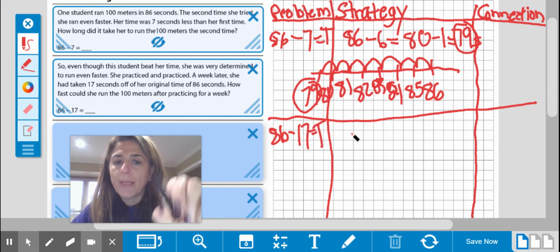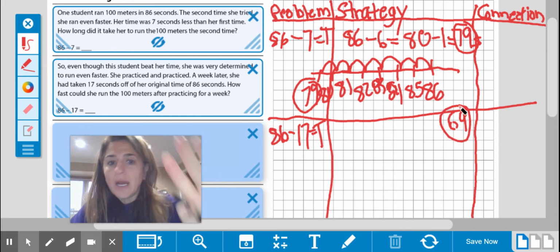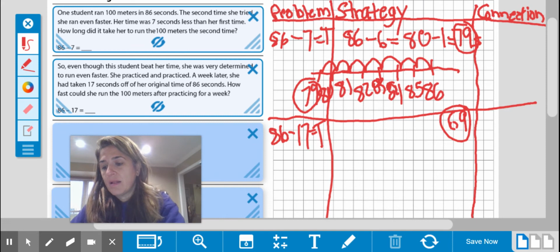Some of you just noticed that the difference between 7 and 17 is 10. So your answer is going to be 10 less than 79. So we're thinking maybe 69, but I want to see work. So let's see that work.